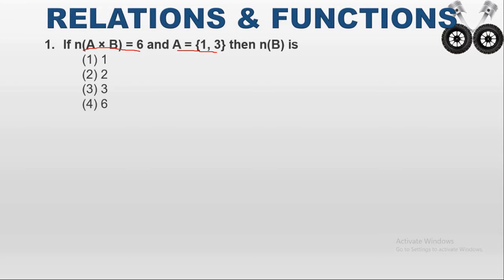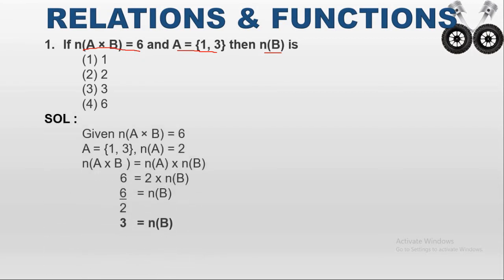What do they ask you to find? They ask you to find n of B, that means the number of elements in the set B. So for that, first you have to write what is given. What is given in the problem? n of A cross B equal to 6, it is given. Then A equal to 1, 3. So from that we can find n of A, the number of elements in A. How many elements are presented here? 2 elements are presented. So n of A equal to 2.